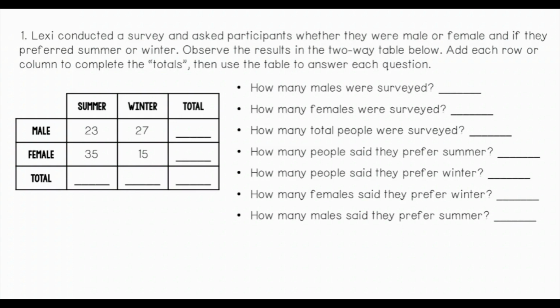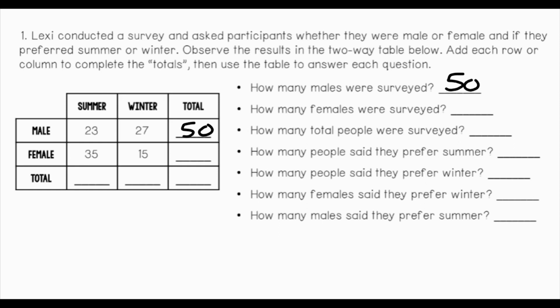Now the way that I would read this table is by the rows and the columns. I can see the male box is this box. The males in this survey would be all the values that are in the male row. So 23 and 27 would give me the total amount of males surveyed. 23 plus 27 is 50, so the total amount of males surveyed is 50.